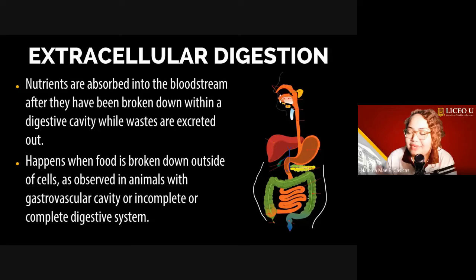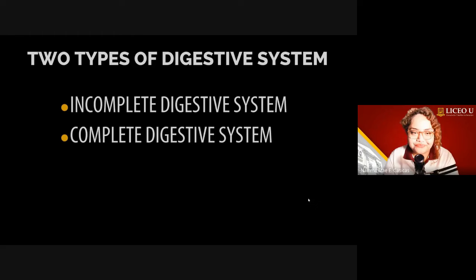So that's what happens when you talk about extracellular digestion. That was just a brief overview. Do not panic. So there are two types of digestive systems: you have your incomplete and complete digestive systems.